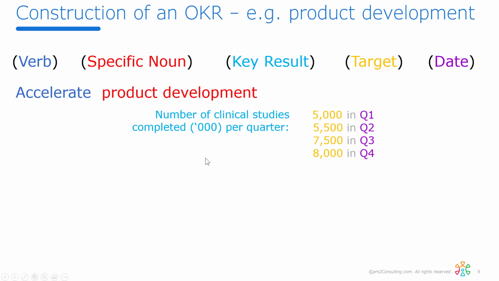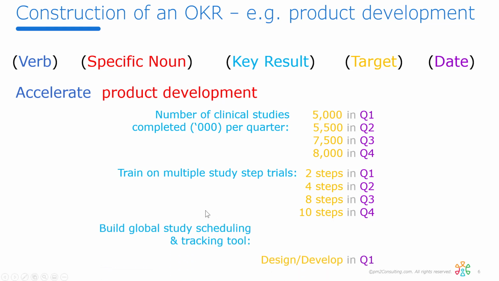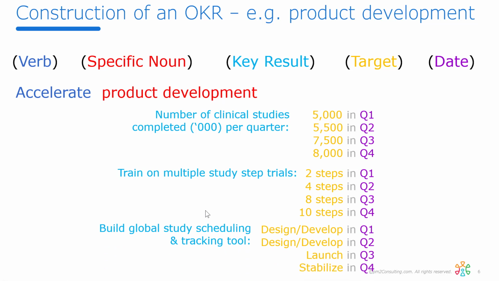Now, to make that happen, they've got to work cross-functionally. So in this case, they're going to develop their skill set, their competencies around doing multi-step trials. And the idea is to accelerate that program so that by the time they were in Q4, they can run 10-step cycles at the same time. Finally, they're going to set up a system where they can more accurately both schedule and track these trials, because one of the constraints was just getting the right people at the right place at the right time.